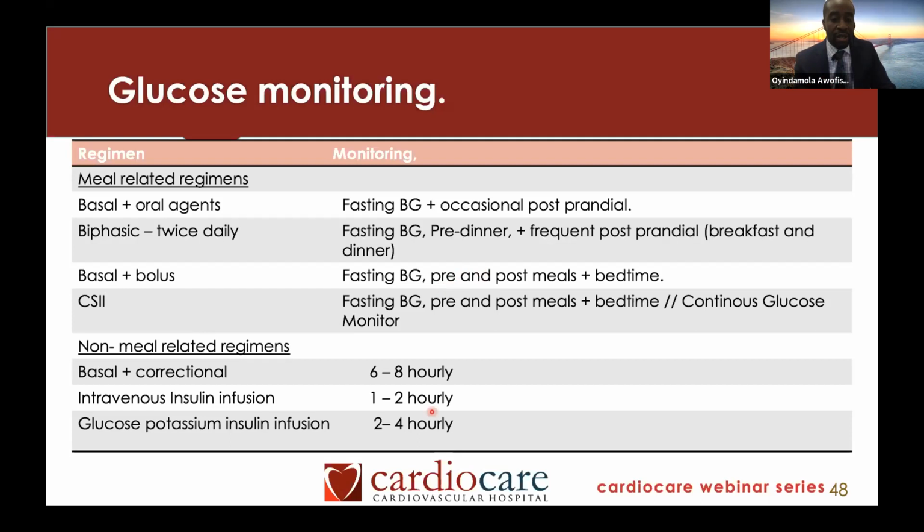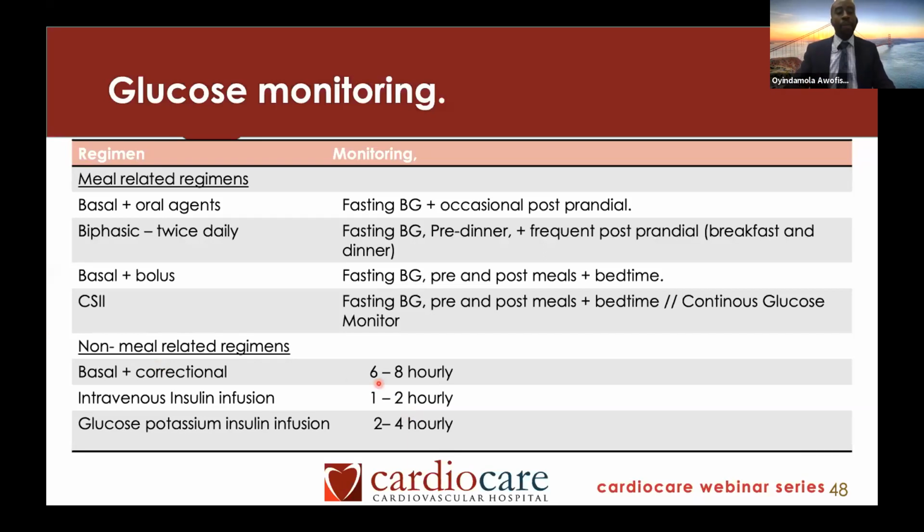In patients that are on non-meal related insulin regimen, depending on the intensity of the regimen, they need to check at certain hourly intervals. So for people on basal and correctional insulin I mentioned earlier, they should check 6 to 8 hourly. After each check, a decision is made on whether to give a correctional dose and how much to give, based on the kind of chart I showed you earlier. On patients on intravenous insulin infusion, they should check their blood sugars every 1 to 2 hours, and the trend of that is used to adjust the flow rate of the insulin infusion.